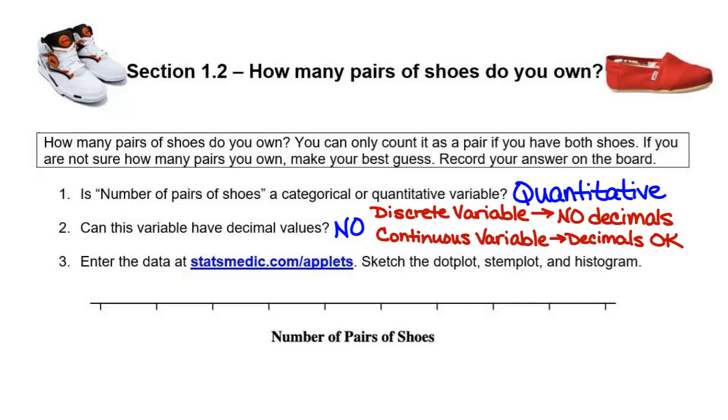Variable name. We want to be specific here. What was it that I asked you about? Number of pairs of shoes. So that's what I'm going to type in here for our variable name. Number of pairs of shoes. We're going to enter the raw data. So I'm going to come over here to the poster. I'm going to type in every single number separated with a comma.